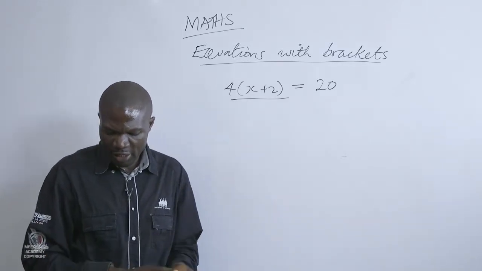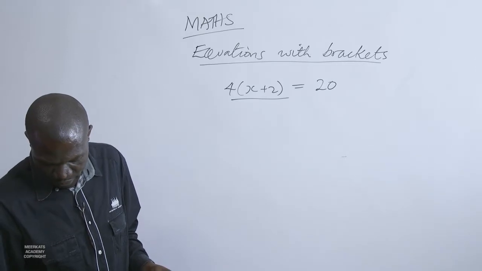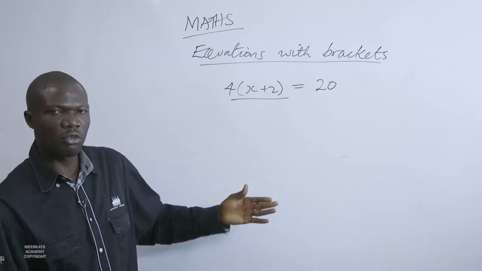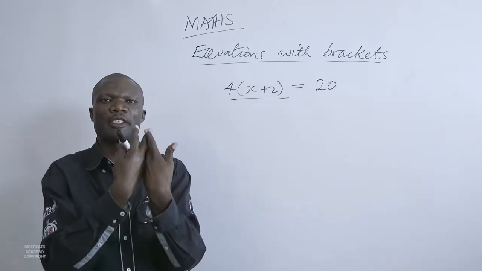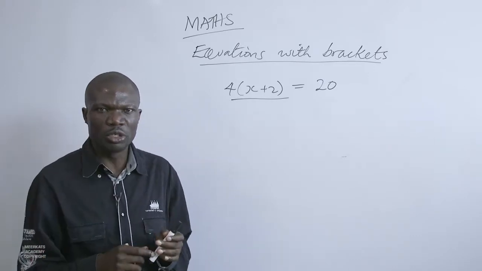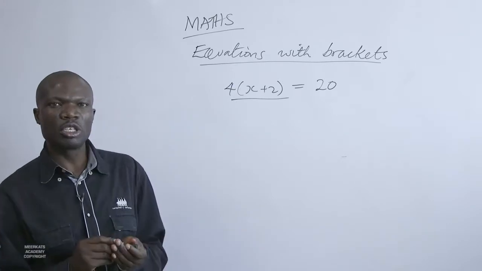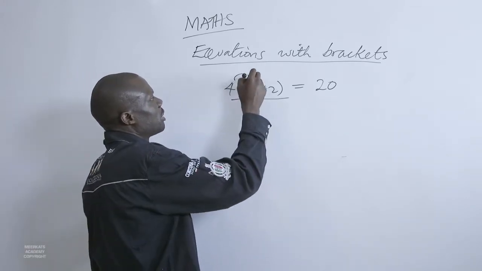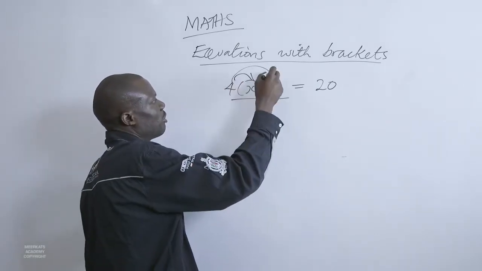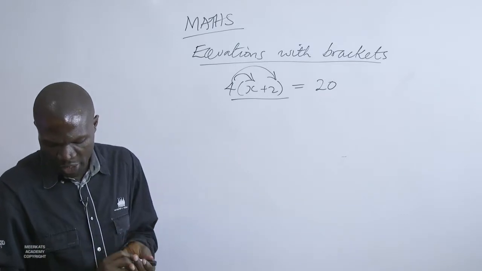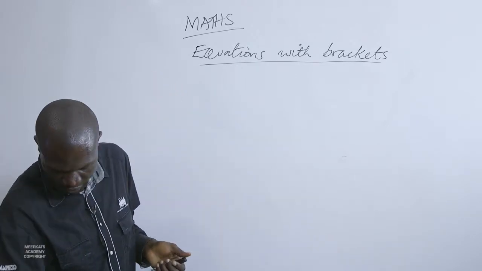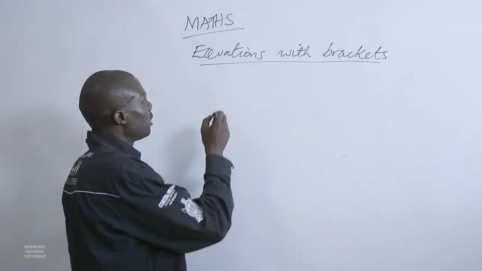So what exactly are we trying to say here? Normally it is easier to solve equations which are in brackets by expanding them. To expand, we use what we call the distributive law. The distributive law, as you have always seen, is that you multiply what is outside with everything in the bracket. That is 4 times x and 4 times 2. So we need to know the following while handling equations with brackets. First, you must know about the distributive law.